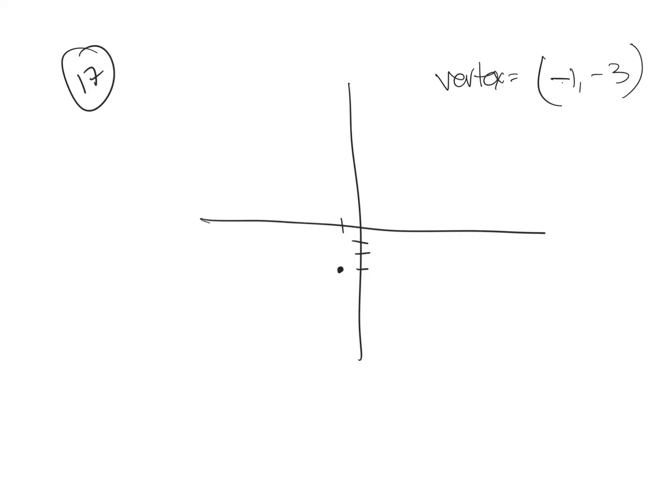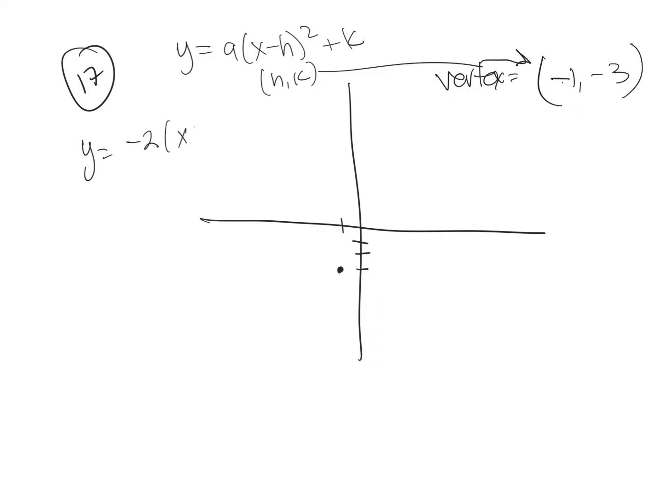It's (-1, -3), because a parabola always looks like y equals a times (x minus h) squared plus k, and this (h, k) is your vertex. So that's how I came up with my vertex, because I have y equals -2(x + 1) squared minus 3. So it's the opposite of h, which is -1, or the opposite of this term, and then the k, which is -3. So I have my vertex here.